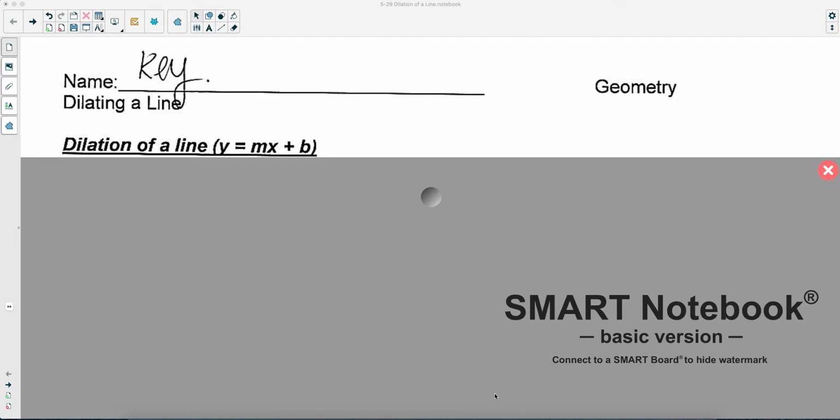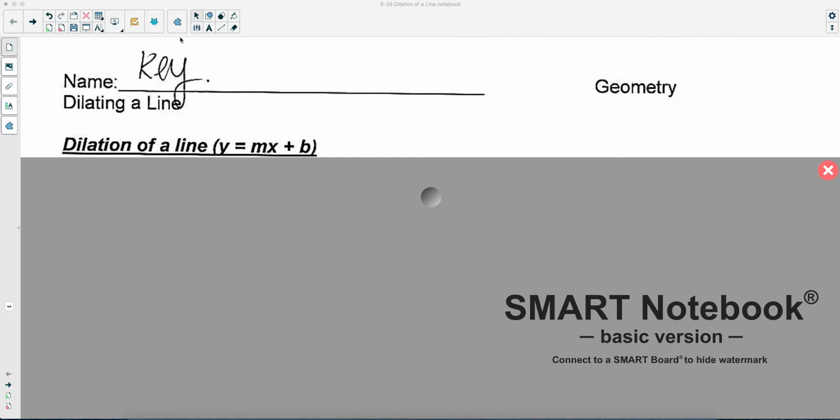But a dilation with a line is a little different because a line goes on forever. So when we dilate a line, we're really not changing the size of the line. With a dilation, something that stays the same is the slope. So pre-image to image under dilation, they're always parallel because the slope stays the same. That's going to help us with the dilation of a line.